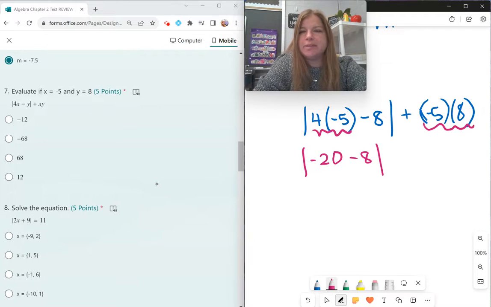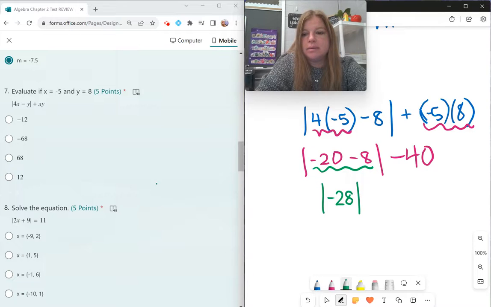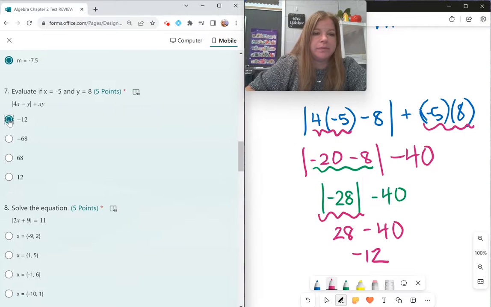Well, negative 5 times 8 is negative 40, right? So I don't really want to write plus negative 40. That's really just minus 40. Okay, I still evaluate what's inside my absolute value bars. Negative 20 minus 8 is the absolute value of negative 28 minus 40. Once it's now at this final step of the absolute value of negative 28, I can take the absolute value. The absolute value of negative 28 is just 28, and 28 minus 40 gets me a negative 12.